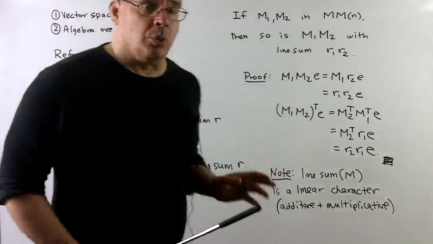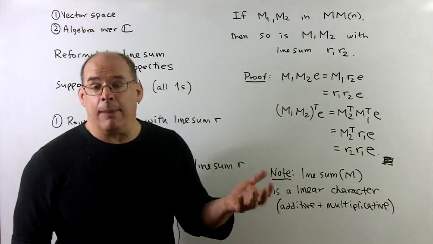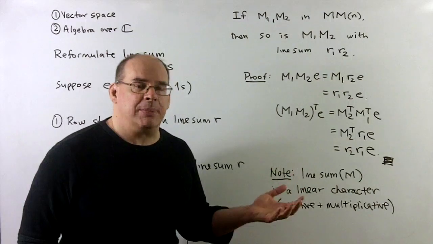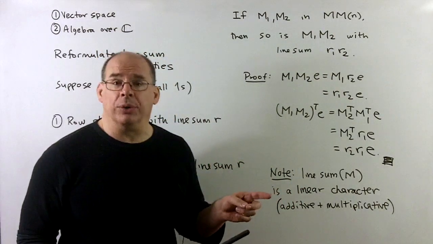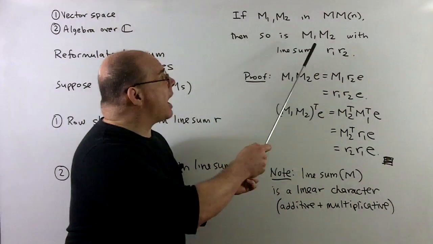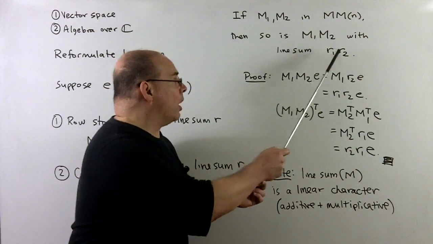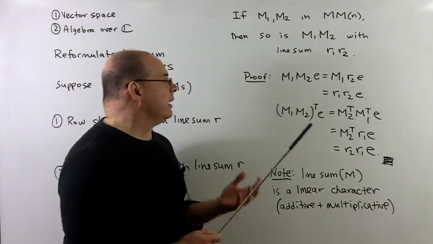Now, with that, okay, if I have M1 and M2, semi-magic matrices of the same size, with line sums R1 and R2, if we take their product, we have the semi-magic matrix property with line sum R1 times R2, which is as good as you could hope.